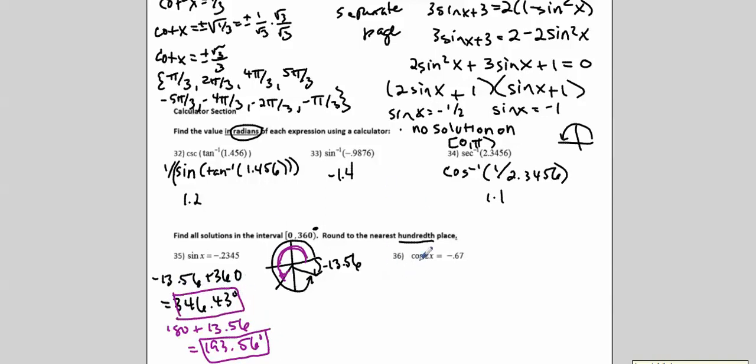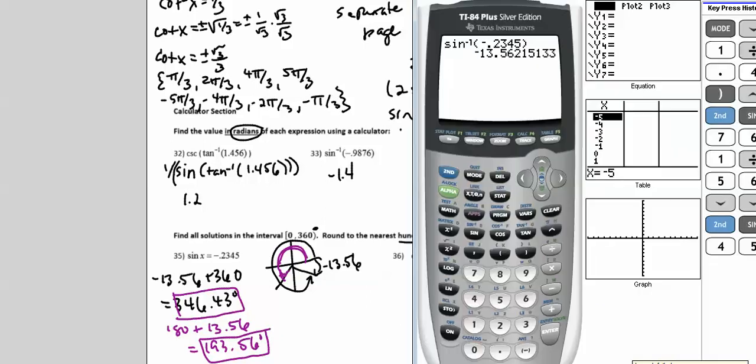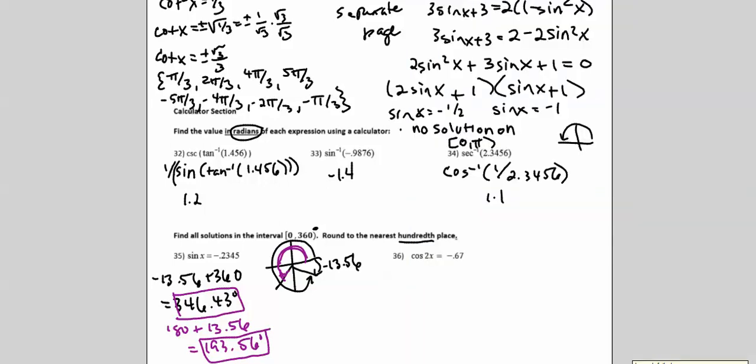Alright, in 36, the cosine of 2x is negative 0.67. So I'm going to do inverse cosine on both sides, and I'm going to type that on the calculator. Inverse cosine negative 0.67. Alright, so I get 132.07 degrees. And where is that going to be? Somewhere around here.